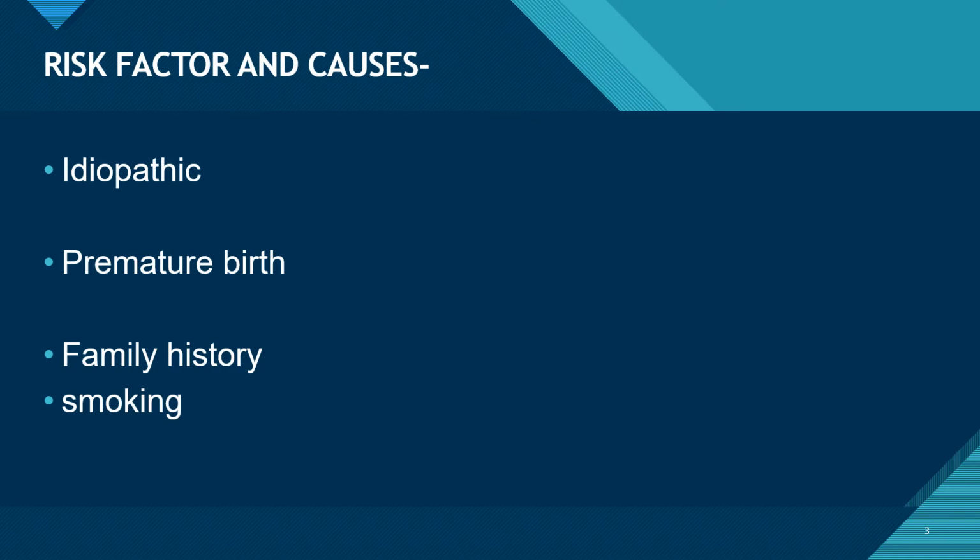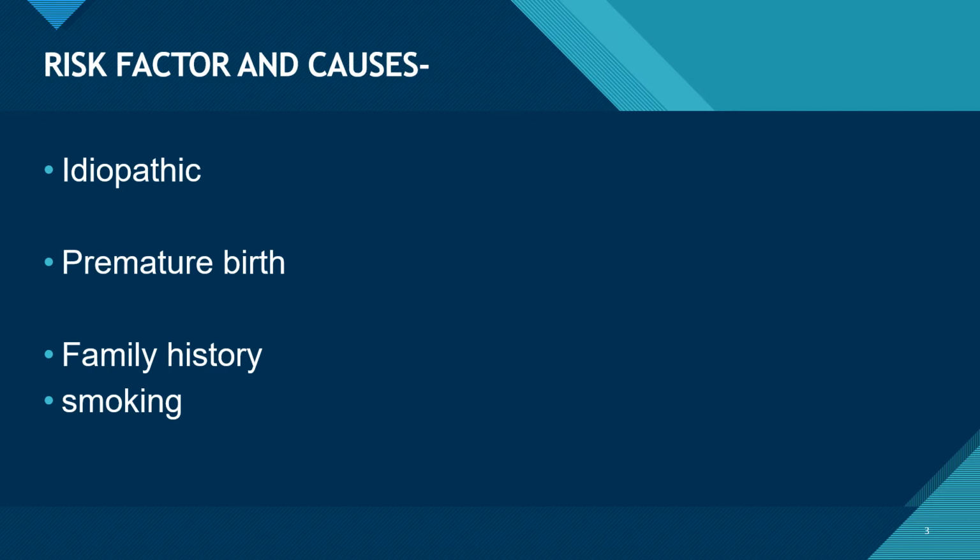So what kind of babies, or what kind of pregnant women, are more prone to develop this disease? Let's discuss this. First one is premature birth or premature babies. Babies who are born before the 37th week of gestational age are considered premature babies, and these babies are more prone to develop pyloric stenosis.